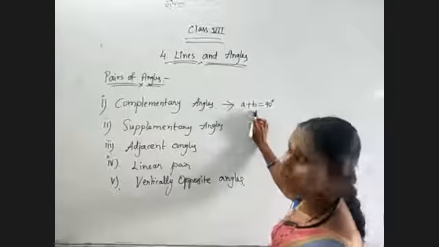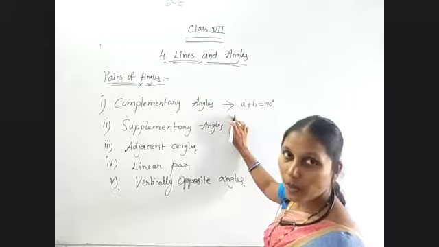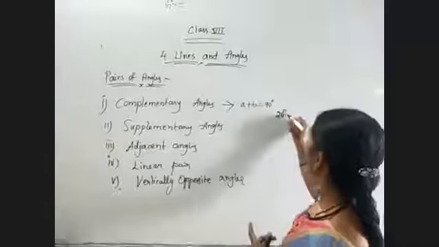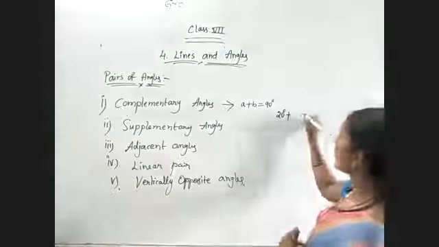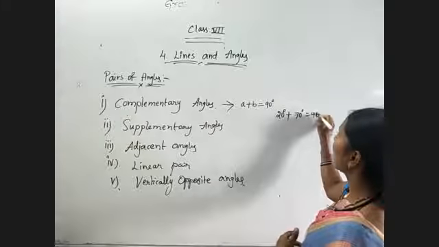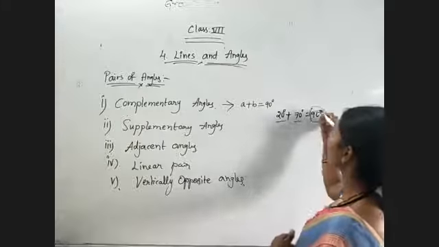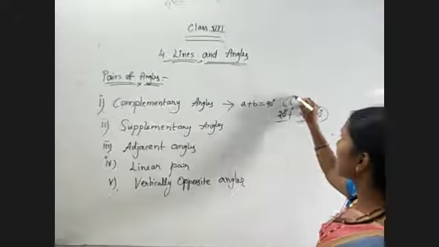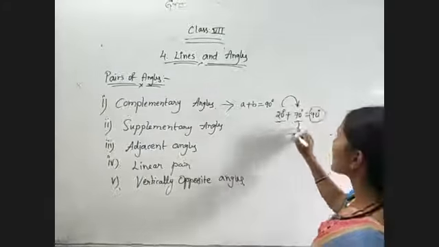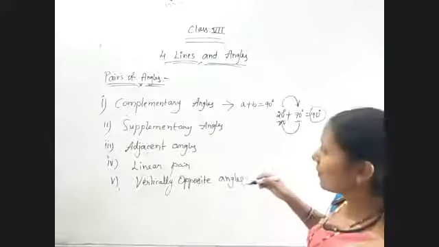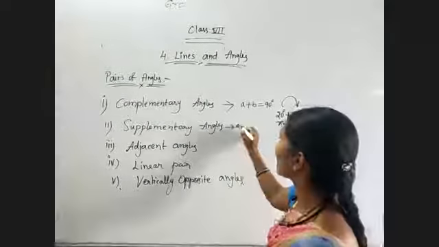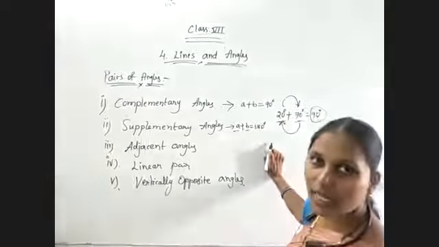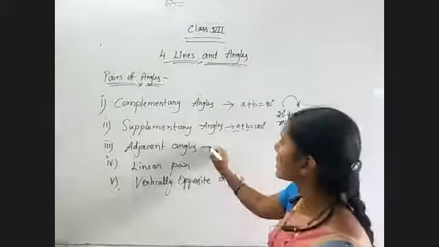A is the complement of B, B is the complement of A. For suppose 20 degrees is one of my angles, and how much do I need to add to get 90? 20 plus 70 is equal to 90. So the sum of these two angles is 90 degrees, meaning these two angles are a complementary pair. Understand? 20 is the complement of 70, and 70 is the complement of 20. In the same way, when the sum of two angles is equal to 180 degrees, those two angles are said to be supplementary angles for each other. And next, adjacent angles.